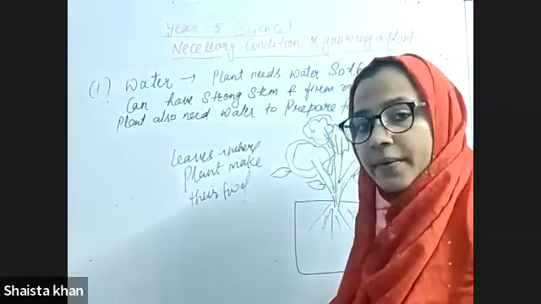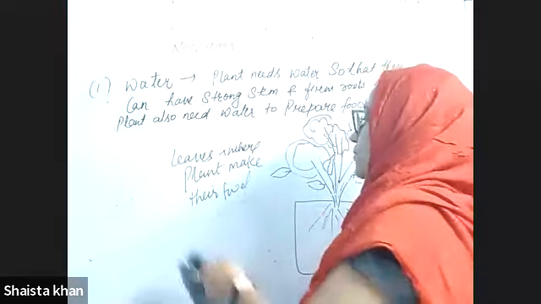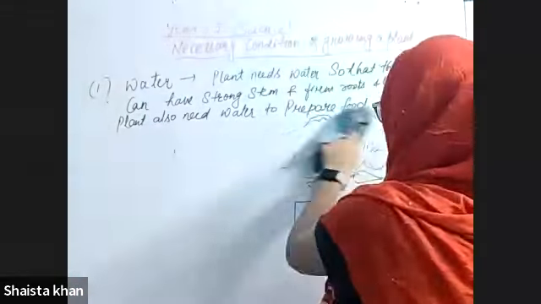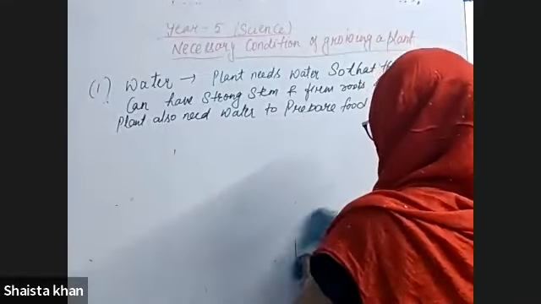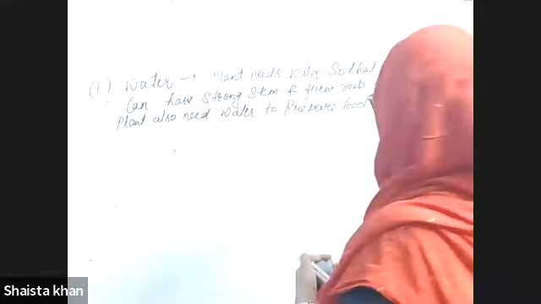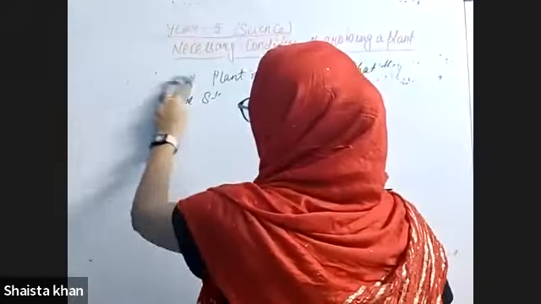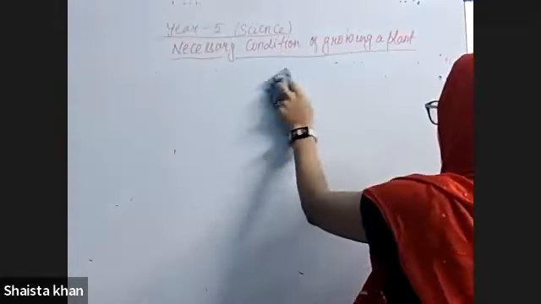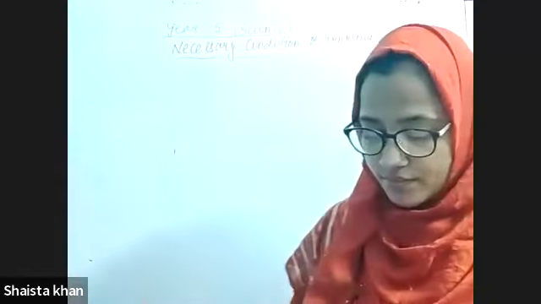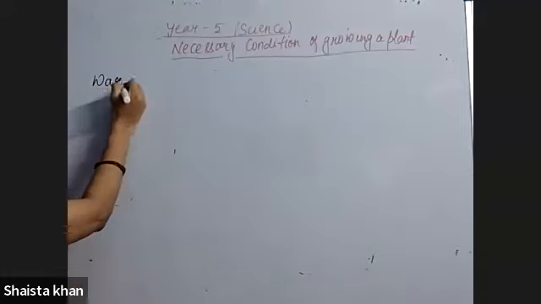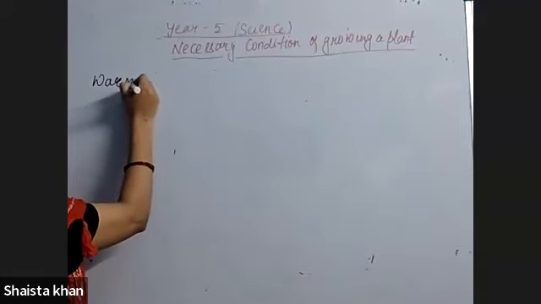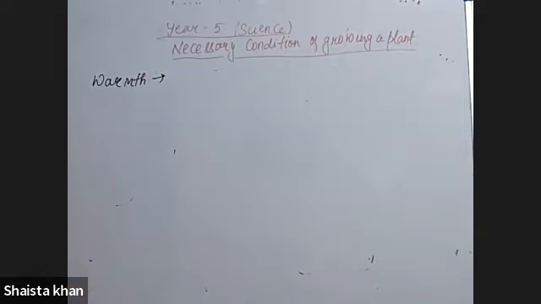The first condition is what? Water. And the second condition is what? Warmth. Second condition is warmth. Plants grow best when they get warmth.